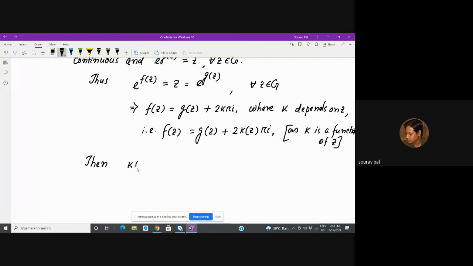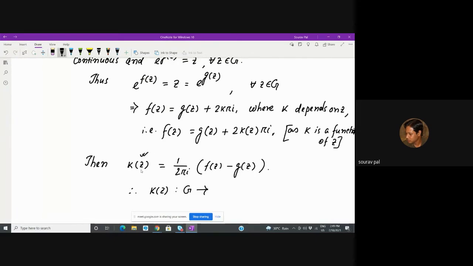You just look at this function k(z). What is k(z)? That is 1 upon 2 pi i times (f(z) minus g(z)), right? Therefore, this k, where is it defined? Both functions f and g are defined on G. So this function is defined on G.